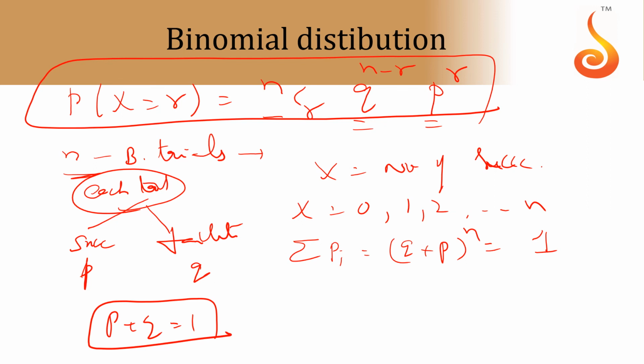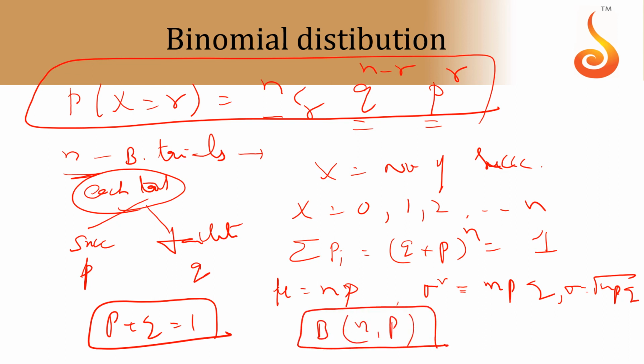For this binomial distribution, the mean formula is np, simply number of trials into probability of success in each trial, and the variance is npq, and standard deviation is root over npq. And always remember, n and p are called binomial parameters, because those who know n and p have everything about binomial distribution in their hands. So this is about binomial distribution.